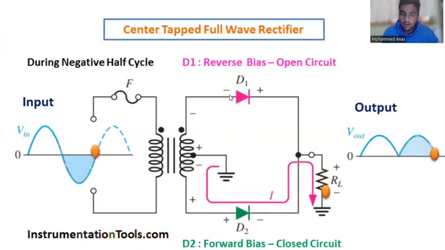During this, D1 is reverse biased. It is an open circuit. It blocks the current, where D2 is forward biased. It is a closed circuit. It gives the output of what we have given as the input.